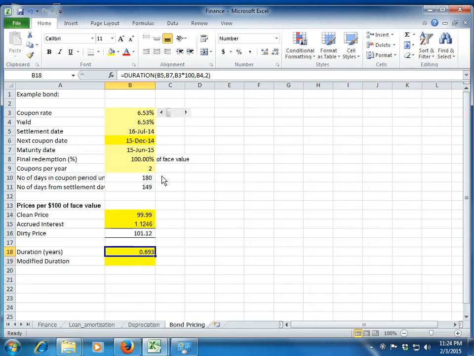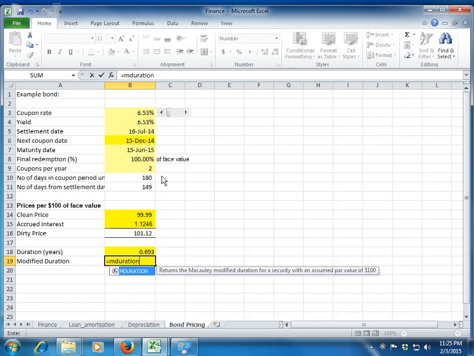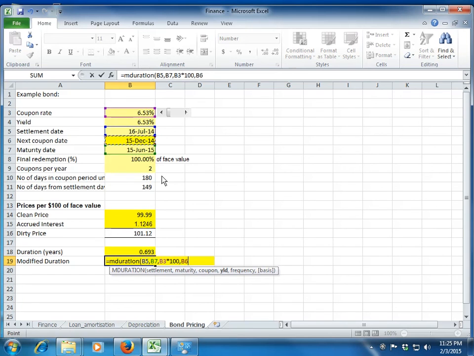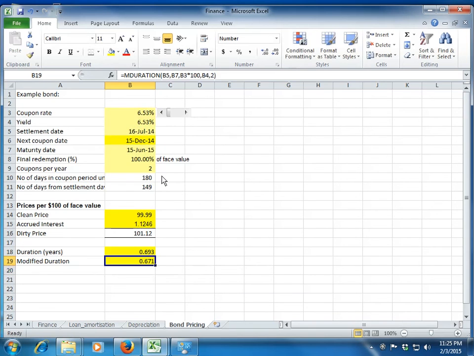Right. So you see that the duration of this bond is 0.693, and for those who forgot, duration is nothing but the sensitivity of the bond price to the interest rate. So if the interest rate changes by 1%, your bond price will change by 0.69%. Similarly you can calculate the modified duration also. Exactly the similar arguments. So I have settlement date, maturity date. I will give it a coupon, that is 6.53 into 100. I will give it the yield, and I give it a frequency. And I get my modified duration.